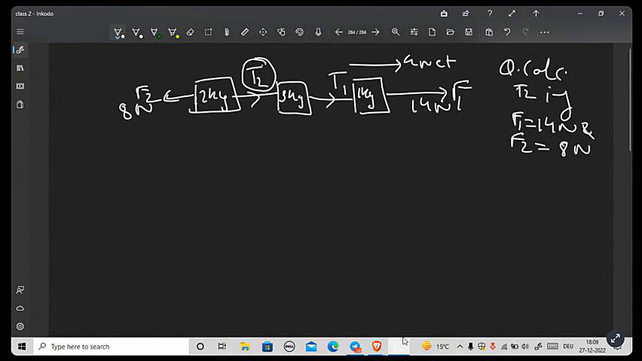This is based on the very same formula which we did right now for the three block system. I'll give you a hint: we replace the contact force with the tension, because contact force is present when the blocks are in physical contact and the tension is present when the blocks are attached via string. So the formula will remain the same.